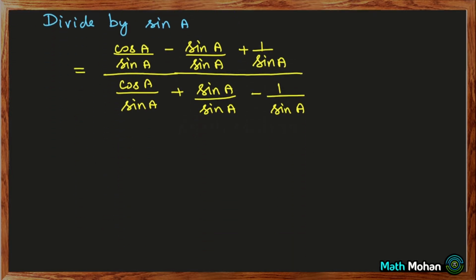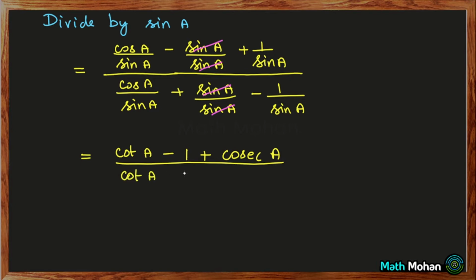Now on dividing, what will it become? Cos A by sine A, we know that it is equal to cot A, and minus sin A by sin A, when you cancel, will become 1. In the denominator also, sin A by sin A will get cancelled and become 1. Then plus 1 by sin A is cosecant A. So this whole is divided by the same: cos A by sin A, here also cot A, and here plus 1 and minus cosecant A.